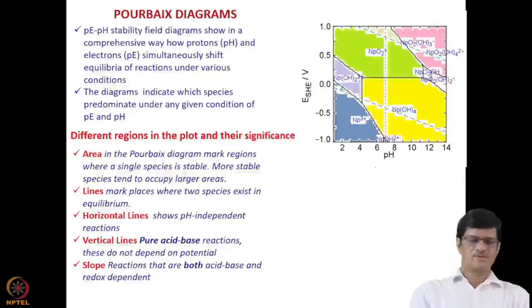Also, these lines indicate that two species are coexisting together. The vertical line, they mention, is a purely acid-base reaction, and this doesn't depend on the potential. The horizontal lines, on the other hand, show pH-independent reactions, which are not dependent on the pH values, only on the potential prevailing under the condition. Now, the slope of the lines suggests that both acid-base as well as redox-dependent reactions are considered in this case, or both are prevailing.